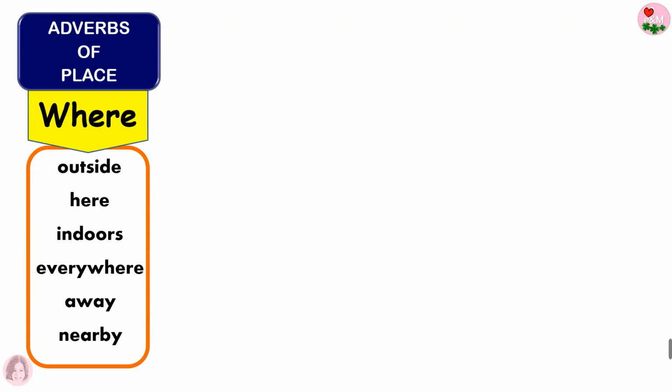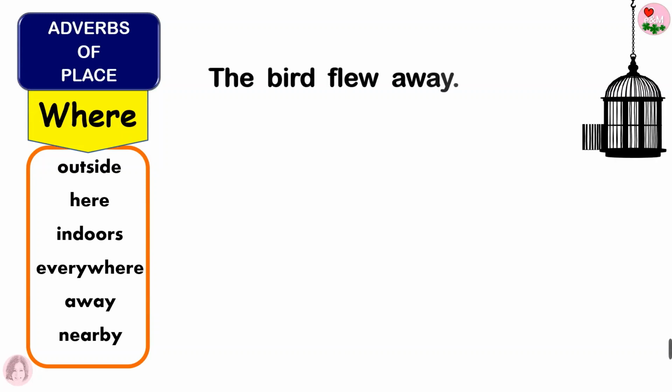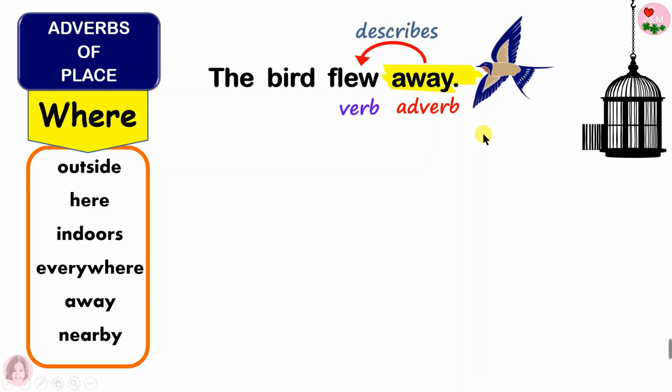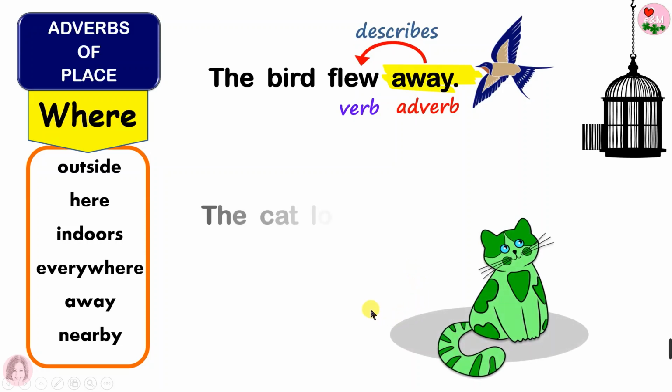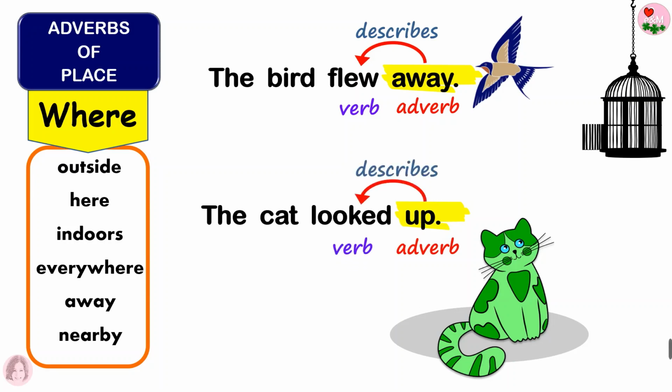Let's take a look at this sentence. The bird flew away. Now in this sentence, the adverb of place is away. We most commonly use away to mean from here to another place or disappearing from sight. It describes the verb flew. Okay, another example. The cat looked up. Up is an adverb of place that gives us information on direction. It describes the action word look.